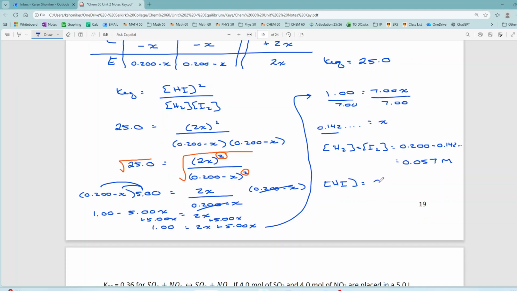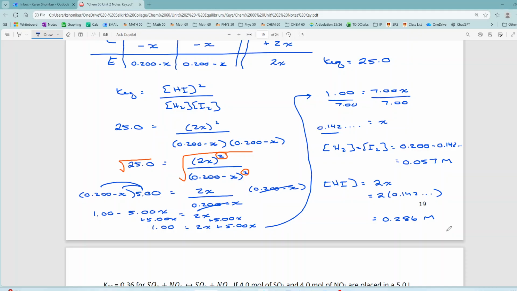Then I'm going to do the same thing with my hydriodic gas. And it's going to be equal to 2x. So it's going to be 2 times that recall A, or that 0.142... So I've got 2 times recall A. And again, I'm going to answer to 3 decimal places, or 3 sig figs, I should say. So I'm going to put 0.286 molar. So my answers have a different number of sig figs, but that's because my last operation was a subtraction.